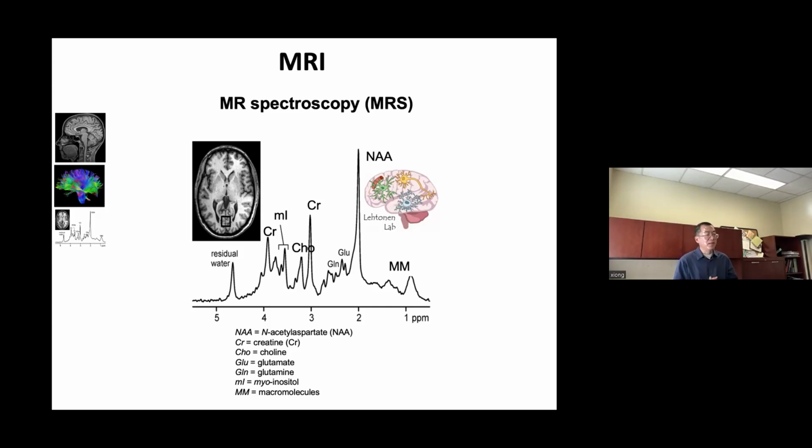You can also assess creatine. Creatine is relatively stable most of the time, so some people use creatine as a denominator to normalize the concentration level. You can also assess glutamate, glutamine, and other metabolites. And GABA is also assessed, though not shown here.